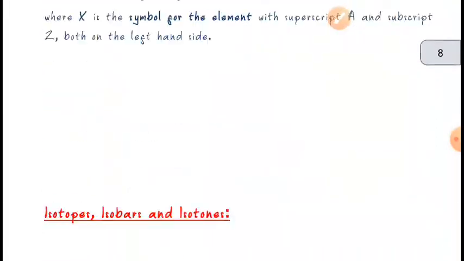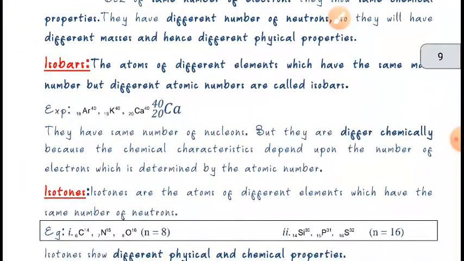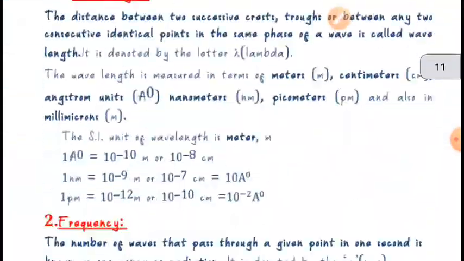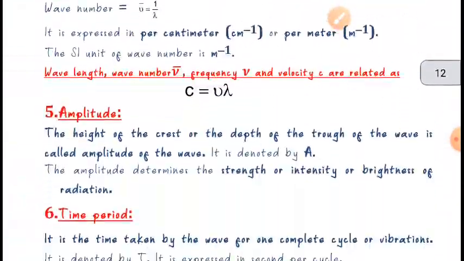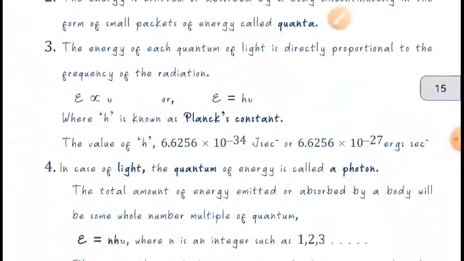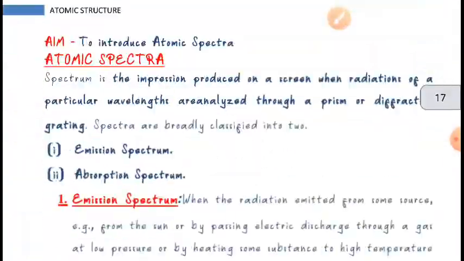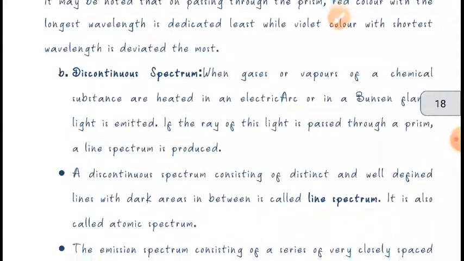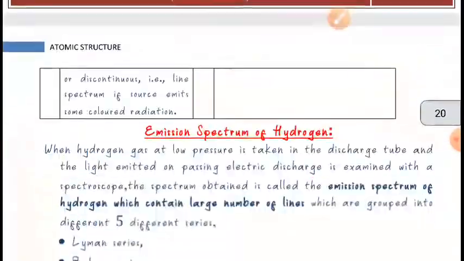In the last class, we were discussing the Bohr model of the atom. In that model, we calculated the radius of the Bohr orbit. Now we were discussing the calculation of the energy of an electron. We will continue that one.